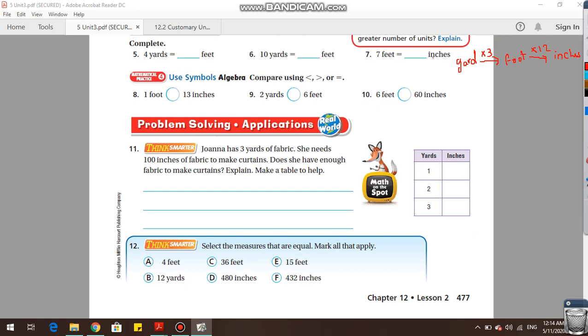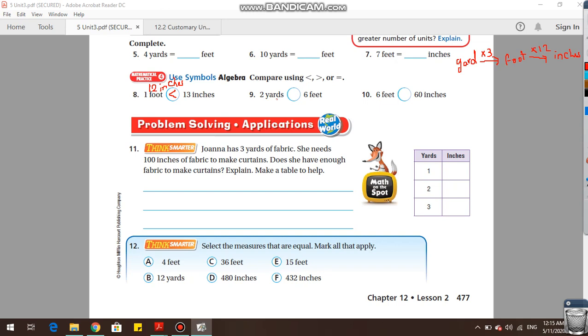with me. Okay guys, I have 1 foot and 13 inches. I can't compare between two different units. I have to have the same unit. So it's much easier for me to change the foot into inches. Okay, 1 foot equals how many inches? I'm gonna multiply by 12, so it's gonna be 12 inches. Now 12 inches and 13 inches, which is greater? 13.